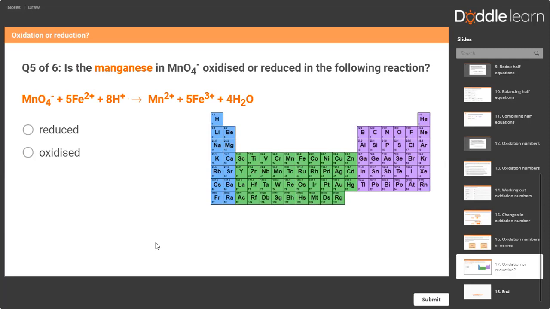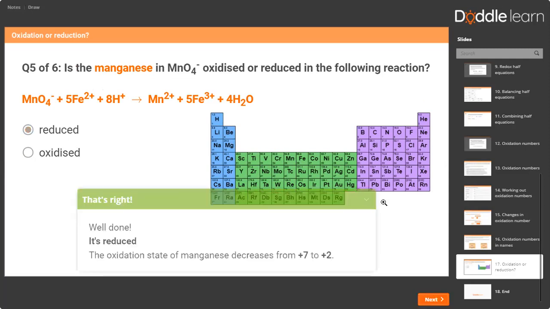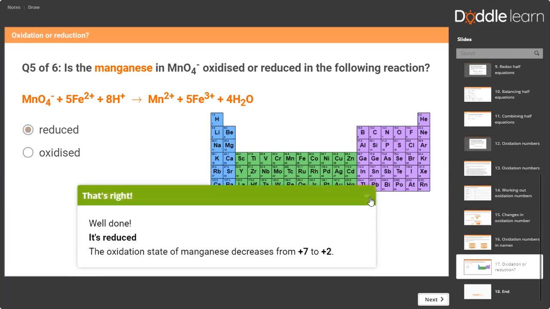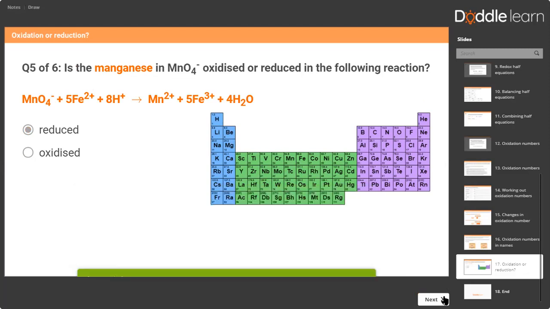Manganese in permanganate. Is it oxidized or reduced? So over here we've got MnO4-, we're going to Mn2+. We've lost our oxygen, so we're going to go with reduced. This goes from +7 to +2.